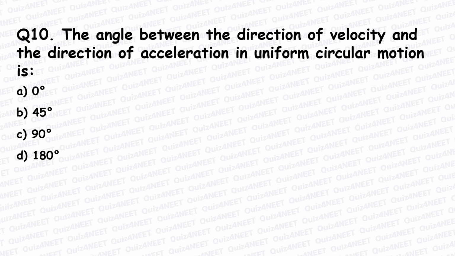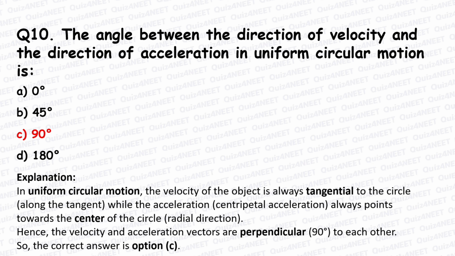Q10. The angle between the direction of velocity and the direction of acceleration in uniform circular motion is: A, 0 degrees; B, 45 degrees; C, 90 degrees; D, 180 degrees. Answer: C, 90 degrees. Explanation: In uniform circular motion, the velocity of the object is always tangential to the circle, along the tangent, while the acceleration (centripetal acceleration) always points towards the center of the circle, in the radial direction. Hence, the velocity and acceleration vectors are perpendicular, 90 degrees to each other. So, the correct answer is option C.